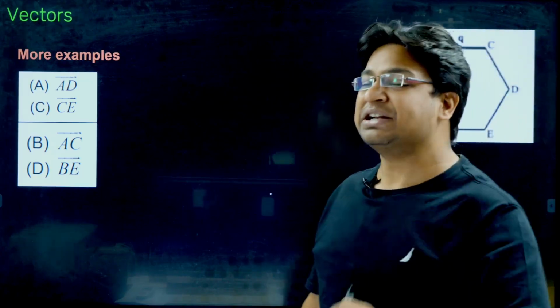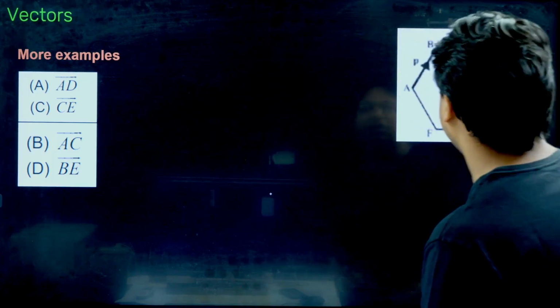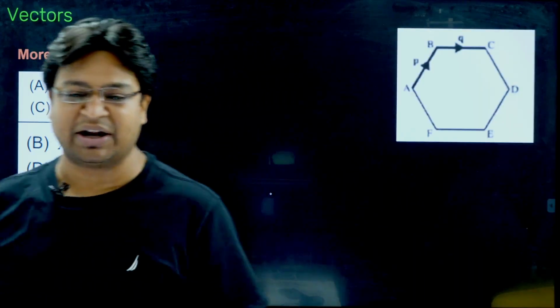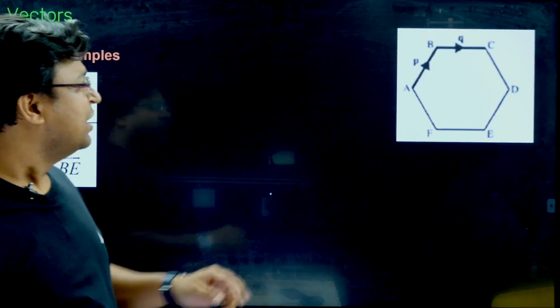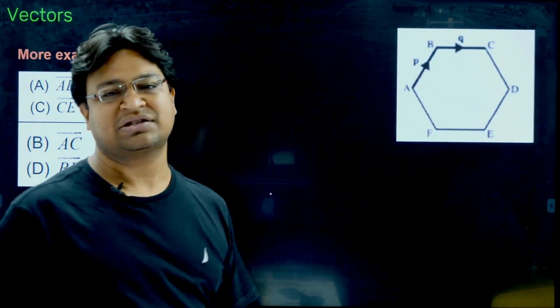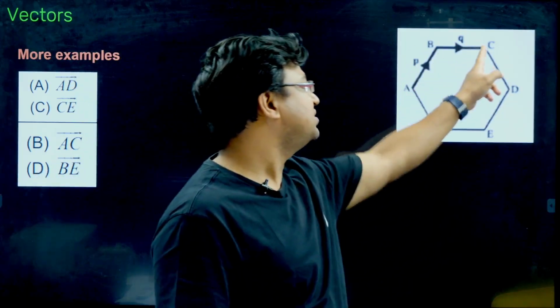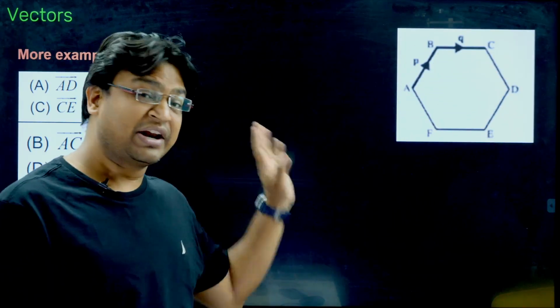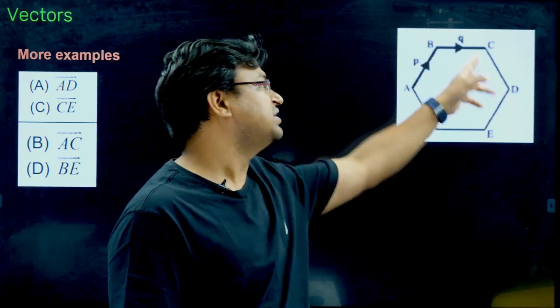Let us practice a few things before we proceed further. So here you see a hexagon. It's a regular hexagon. Okay, and all the vertices of the hexagon, we have named them as A, B, C, D, E, and F. All right, it's a regular hexagon. So in a regular hexagon, all the sides are equal.